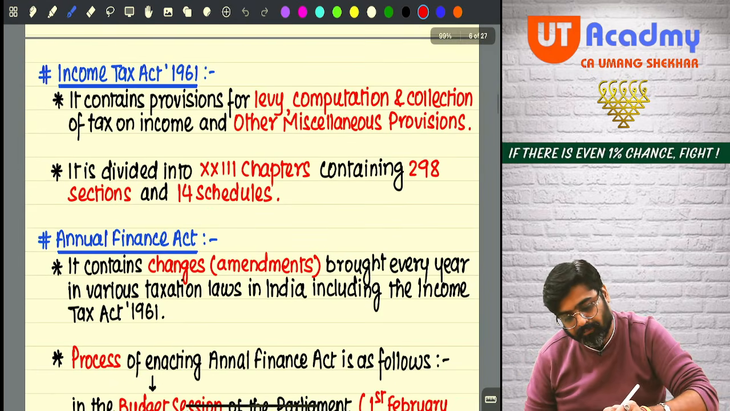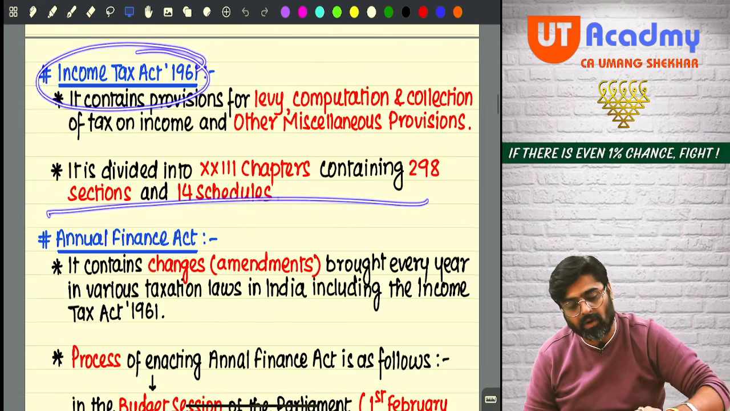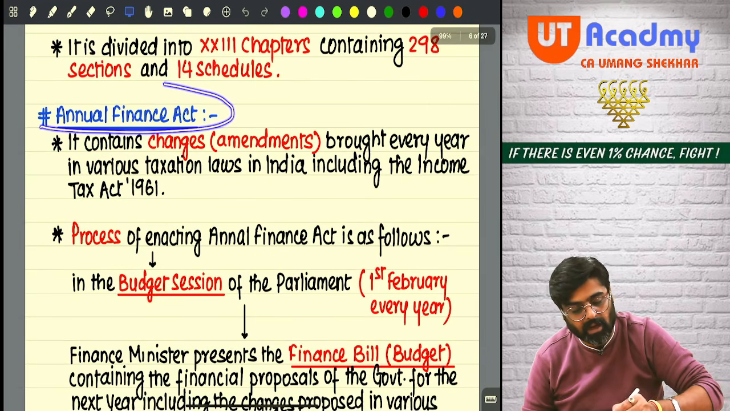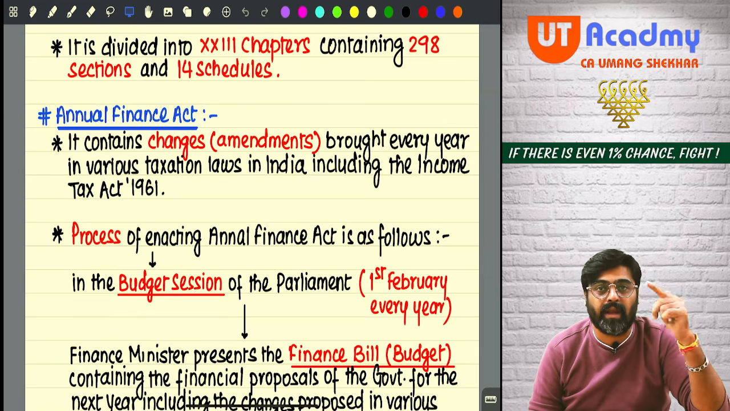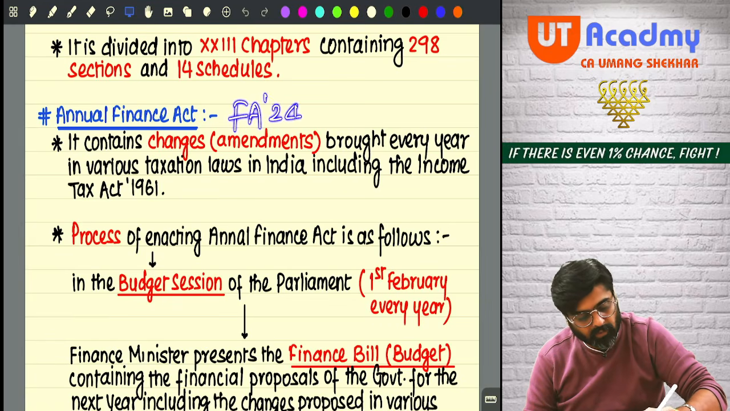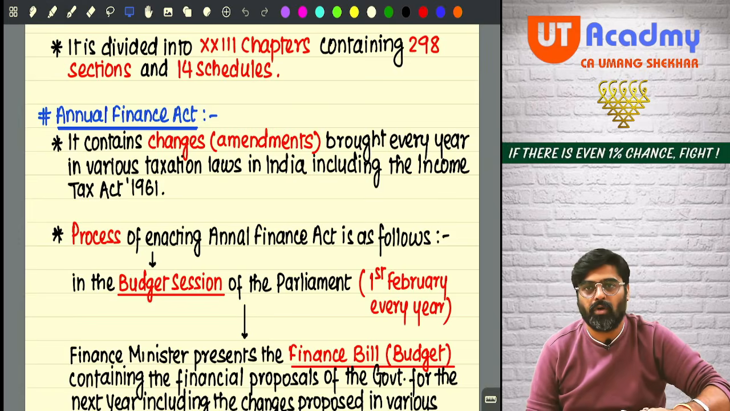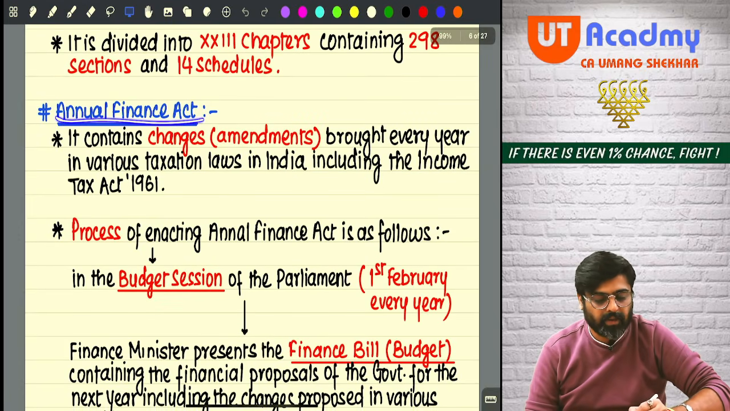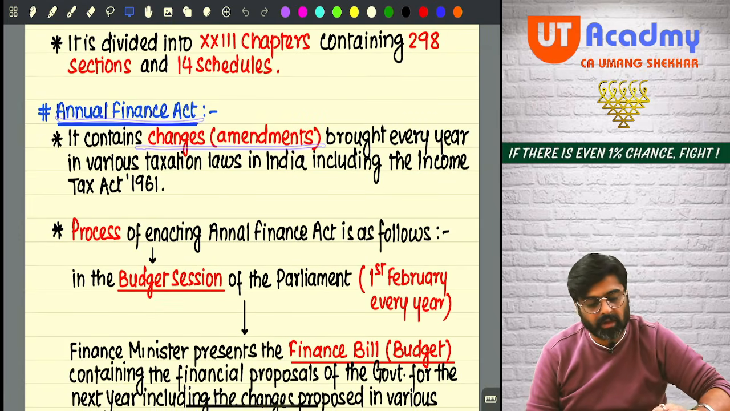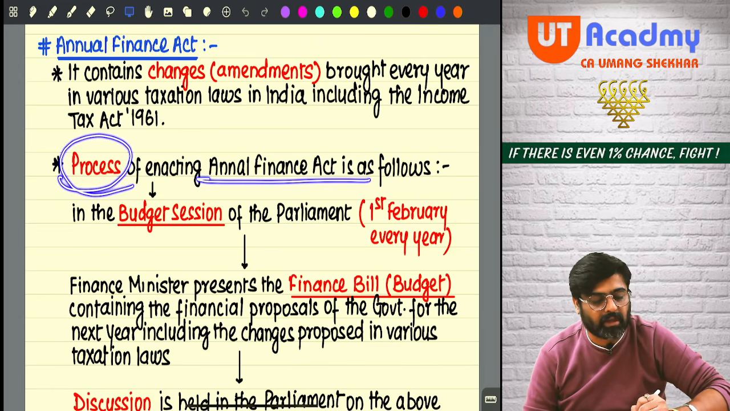Okay. See this thing. Income Tax Act 1961. This thing is done. Along with the Income Tax Act, what we are going to study are the amendments made by the Annual Finance Act, and the Finance Act which is applicable for our exam is Finance Act 2024, and major amendments are there in the number 2 Act. Those number 2 Act, Finance Act amendments we are going to study. Okay. So what is the Finance Act? Finance Act contains changes or amendments brought every year in various taxation laws in India, including the Income Tax Act 1961.